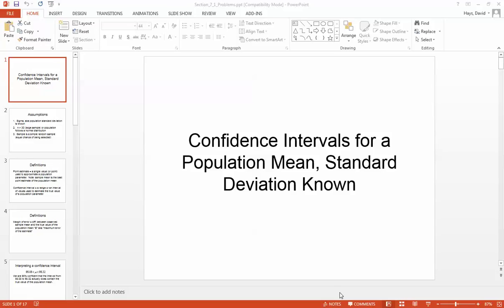Let's take a look at this lesson: confidence intervals for population mean, standard deviation known.